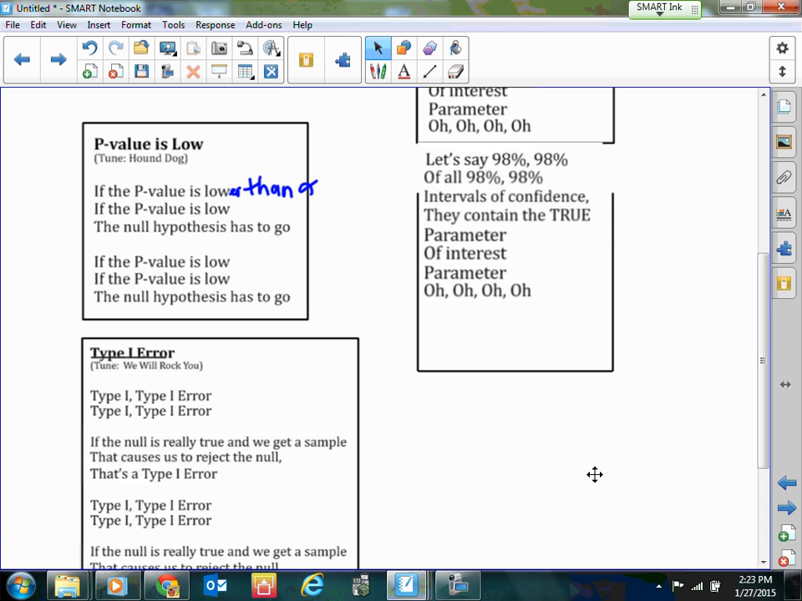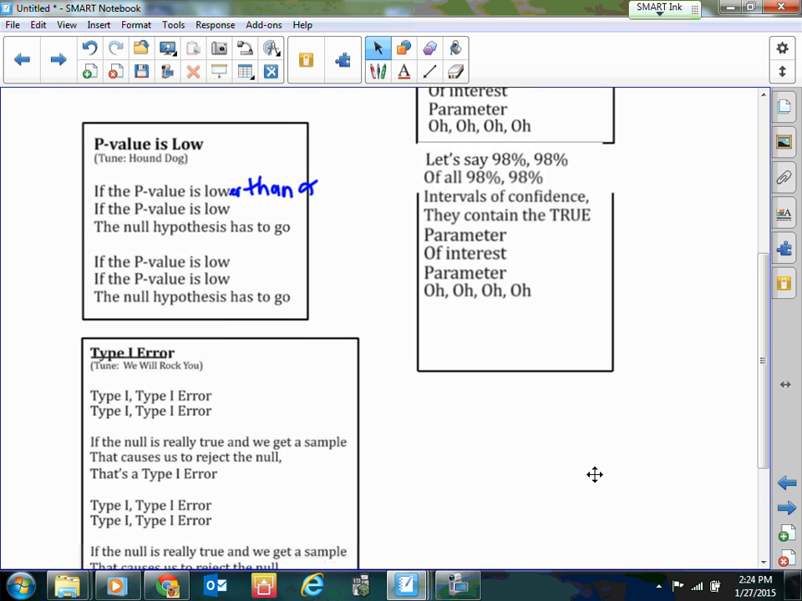If the p-value is low, if the p-value is low, the null hypothesis has to go. If the p-value is low, if the p-value is low, the null hypothesis has to go.